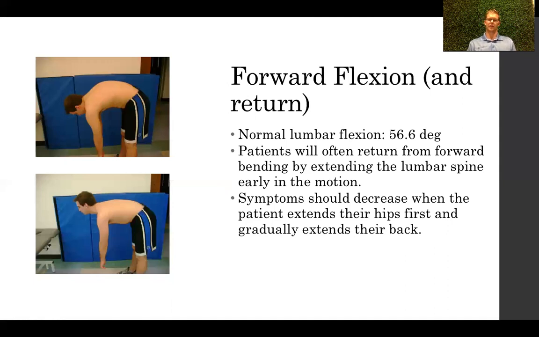As that last bullet point says, symptoms should decrease when the patient extends their hips first and gradually extends their back. But you'll see that kind of early and active lumbar extension where they lock out their low back, and that can be a big cause of some low back tension. I have to clarify here that lumbar extension is very important. It's not a bad movement, but with these people, they constantly favor that extended lumbar position where they're overactivating their erector spinae and not using their glutes, and that over time feeds into their pain response. So really watch how they bend forward and watch how they return.